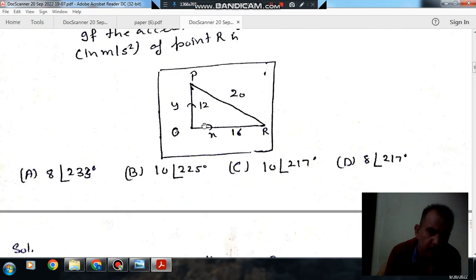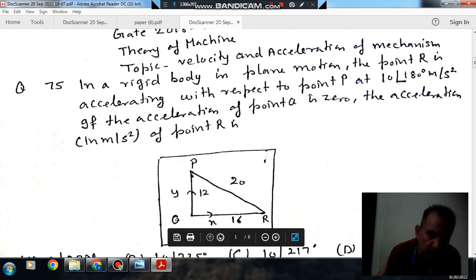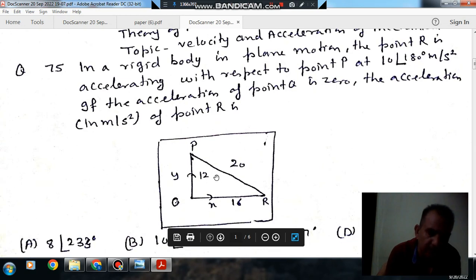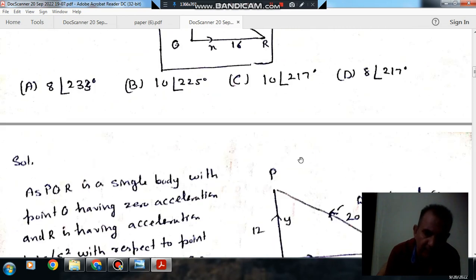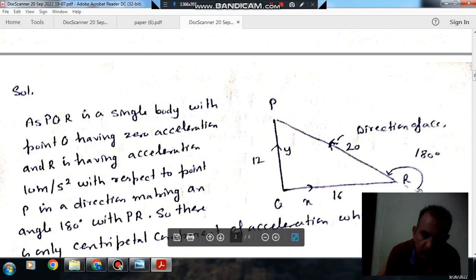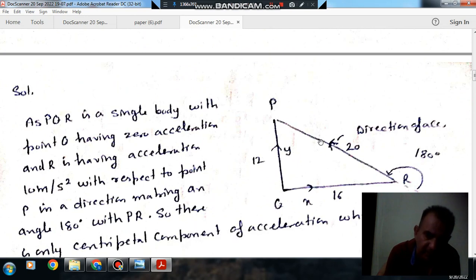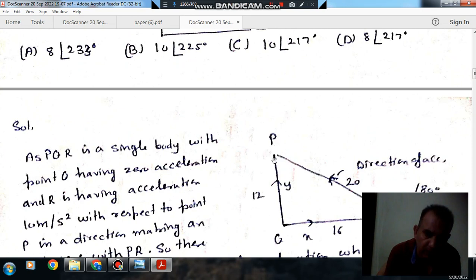Because this is a single body, PQR is a single body. Now the acceleration of point R with respect to P is given, and its magnitude is 10 and angle is 180. So the PR vector is this vector. The direction of acceleration is 180 degree to PR, so the direction of acceleration is this direction. It means it is towards point P.